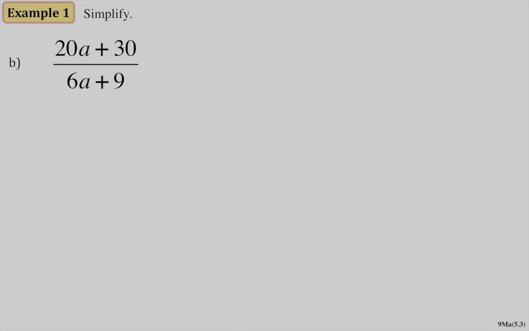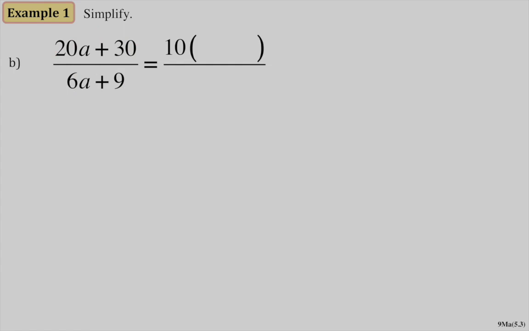Part B, we need to factorise first. So look at the top of the fraction, look at the bottom of the fraction as separate questions. On the top of the fraction, I've got a 20 and a 30. 10 goes into both of those. On the bottom of the fraction, I have a 6 and a 9. 3 goes into 6, 3 goes into 9. I'm not looking for a number that goes into everything on the top and the bottom. I'm treating the top of the fraction as a separate question, and the bottom of the fraction as a separate question.